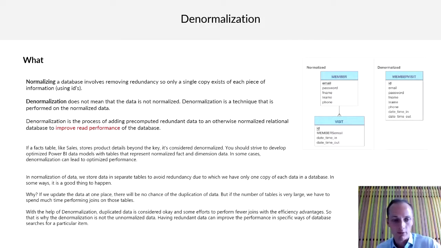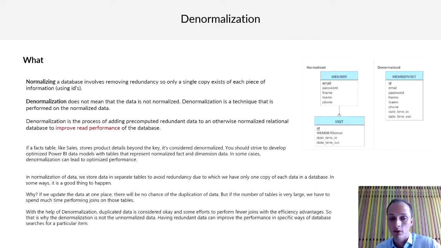If we update the data at one place, there will be no chance of the duplication of data. But if the number of tables is very large, we have to spend a lot of time performing joins on those tables. So with the help of denormalization, duplicated data is considered okay, with some efforts to perform fewer joins with the efficiency advantages that it brings.